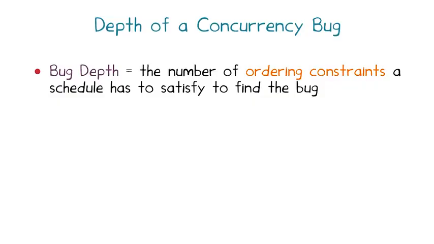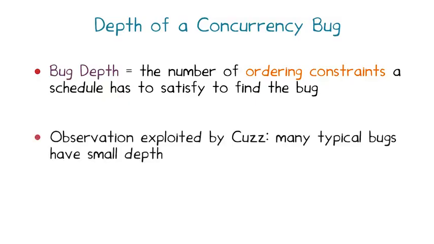The greater the bug depth, the more constraints on program execution need to be satisfied in order to find the bug. This in turn means that more things have to happen just right for the bug to trigger. The observation exploited by Cuz is that concurrency bugs typically have a small depth. In other words, most concurrency bugs will not have a large number of prerequisites on the thread schedule in order to occur. This is a form of the small test case hypothesis that we will see throughout this course.